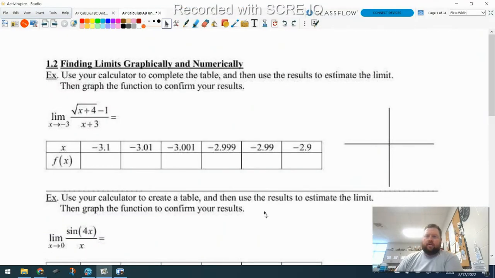All right, hey guys, we're gonna do our first real calculus lesson here, finding limits graphically and numerically. So we're gonna solve some limit problems using a table and then looking at a graph as well.